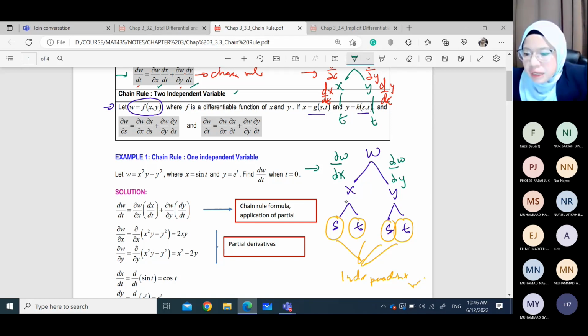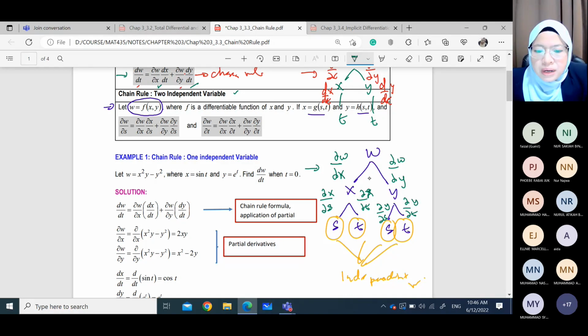Alright, for this side, we differentiate with respect to Y on W. And for this level, we have two variables, which are S and T, so we use del. We differentiate with respect to S on X, and this side, we differentiate with respect to T on X also. And this side, we differentiate with respect to S on Y, and we differentiate with respect to T on Y.